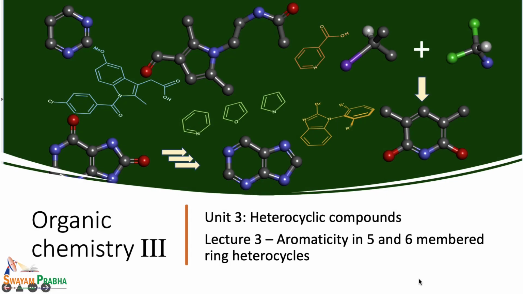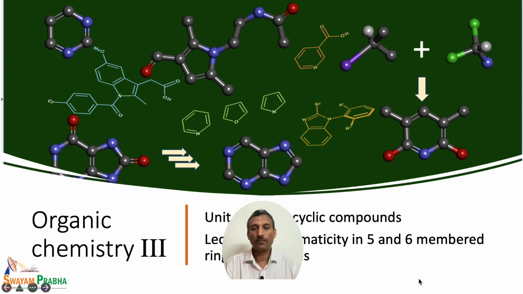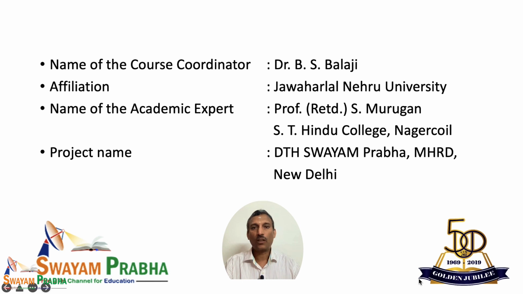Welcome to the paper on Organic Chemistry 3. We are going to study Unit 3, Heterocyclic Compounds. In Lecture 3, we are going to study aromaticity in 5 and 6-membered ring heterocycles. I am Dr. Balaji, currently working as Associate Professor in the School of Biotechnology at Jawaharlal Nehru University. This project is sponsored by DTH Swayam Prabha, MHRD, New Delhi.